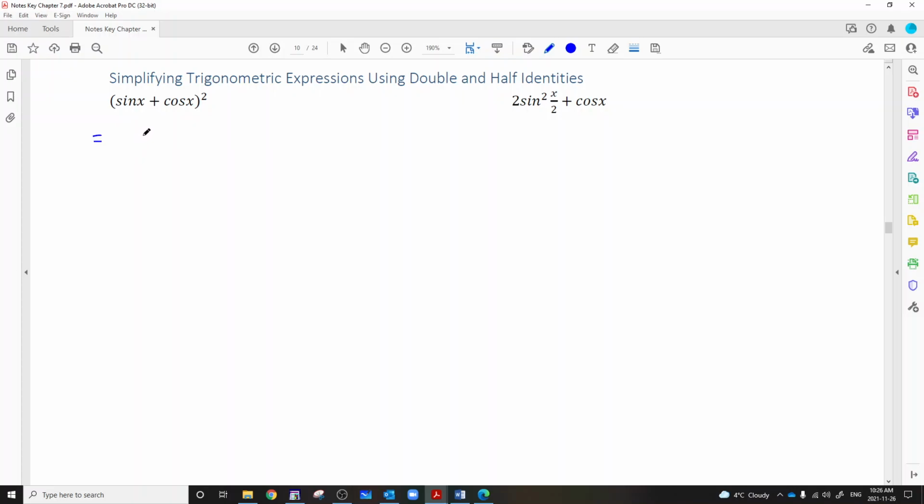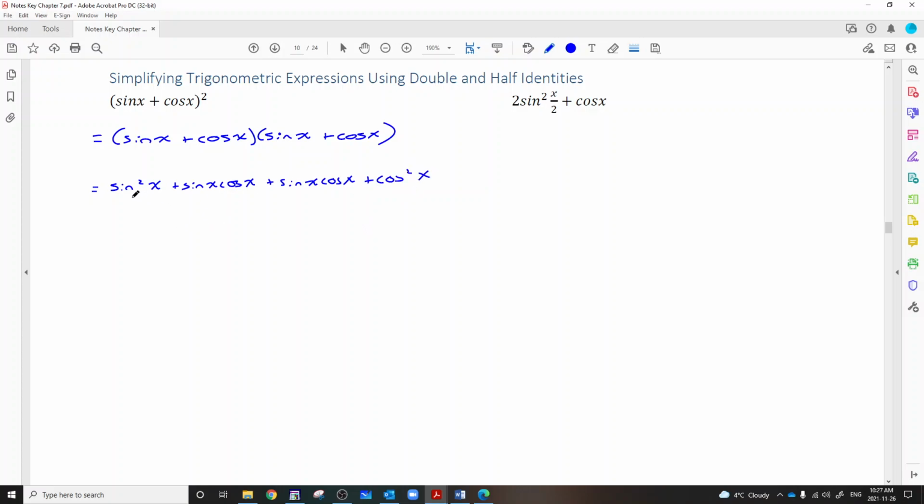So the first one we're going to look at is sine x plus cos x, all squared. I would want you to write this as the sine of x plus the cos of x times the sine of x plus the cos of x. Now everything's in sines and cosines, so I don't have to use my basic identities. I'm just going to distribute. So sine x times sine x is sine squared x. Sine x times cos x is sine x cos x. Cos x times sine x is cos x sine x, but I'm going to write it as sine x cos x because it's just easier. And then cos x times cos x is cos squared x.